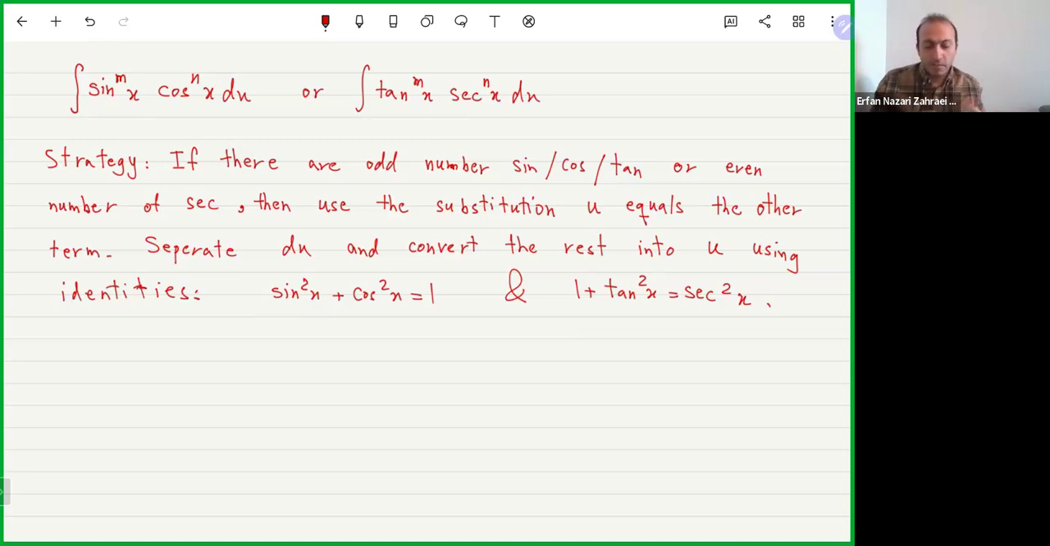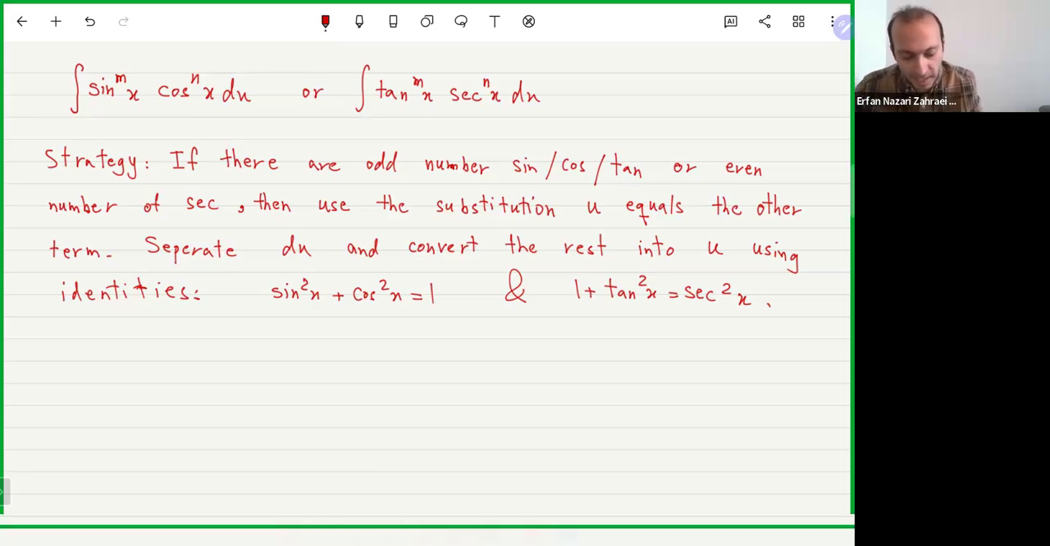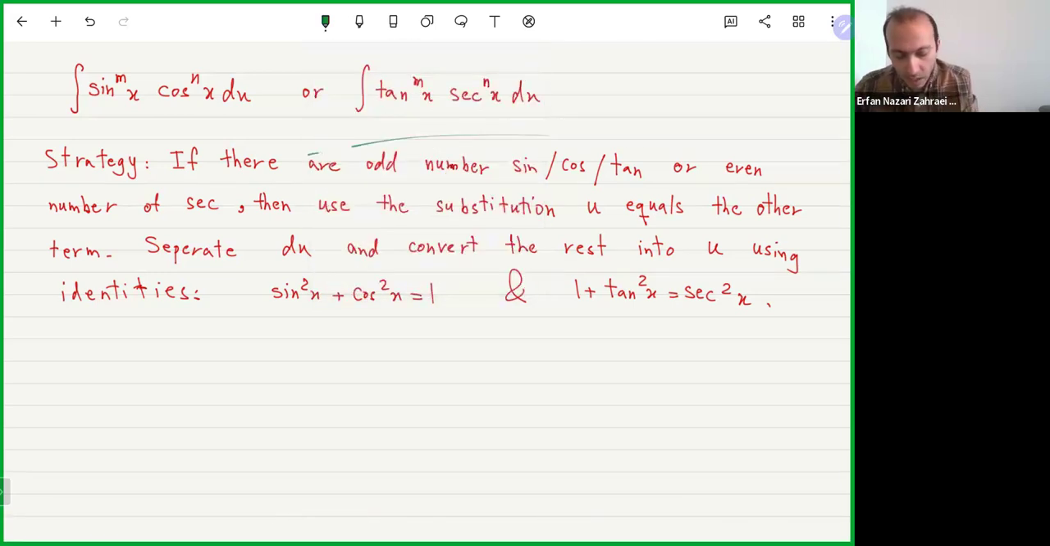Okay, if you are fine with memorizing things, just memorize this general strategy and you are good to go. But for those who are interested, why do we have such a thing? Where did this odd and even come from? I will explain the reasoning behind this strategy for those who prefer to understand and not memorize this rule.